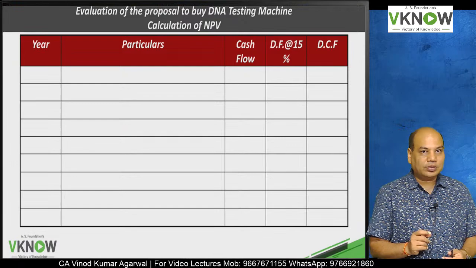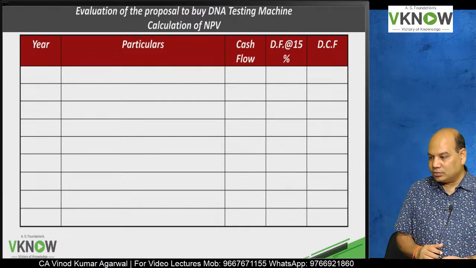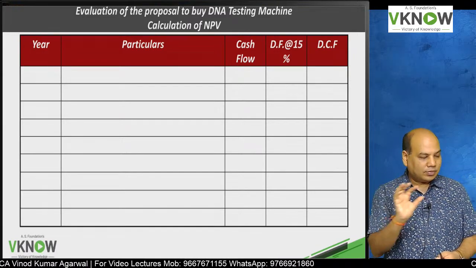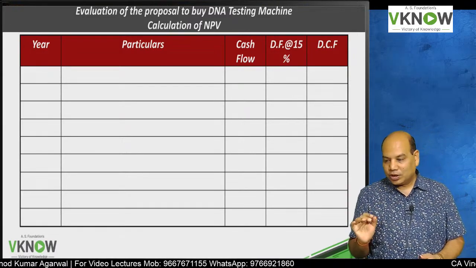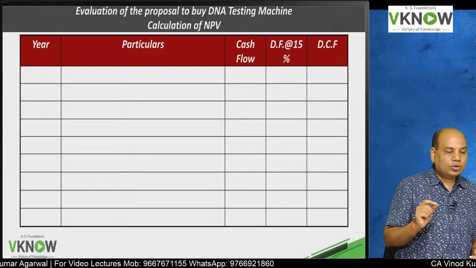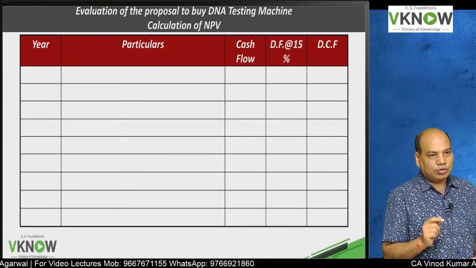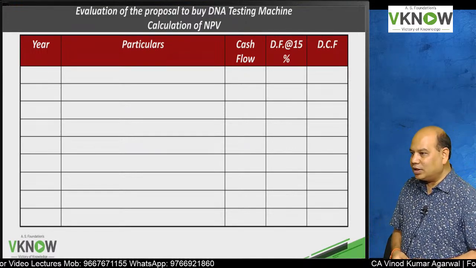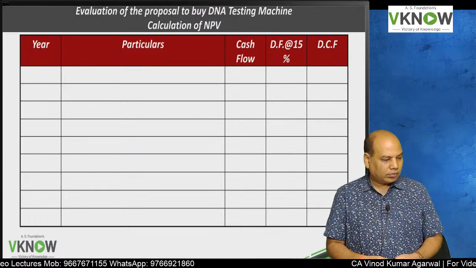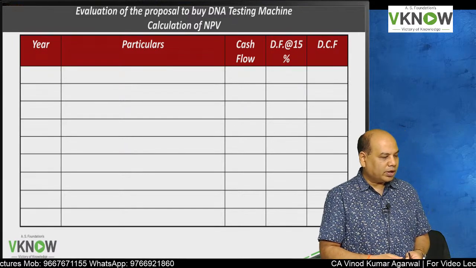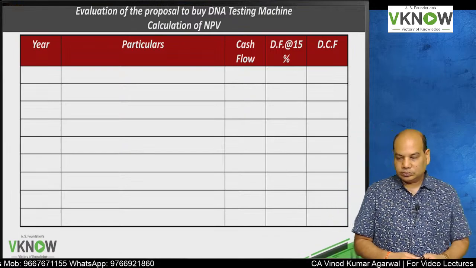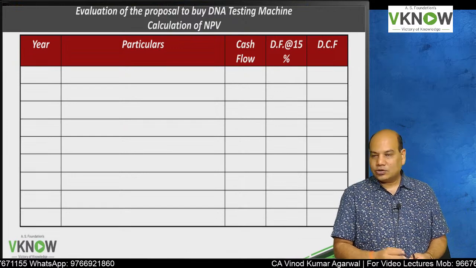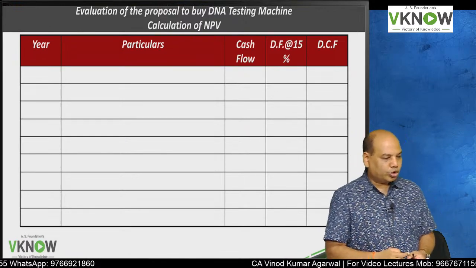For that we need to find out the NPV of the proposal. Write down. First heading write down. Start with a nice caption. Evaluation of the proposal to buy DNA testing equipment. Please ask your other friends also to join.